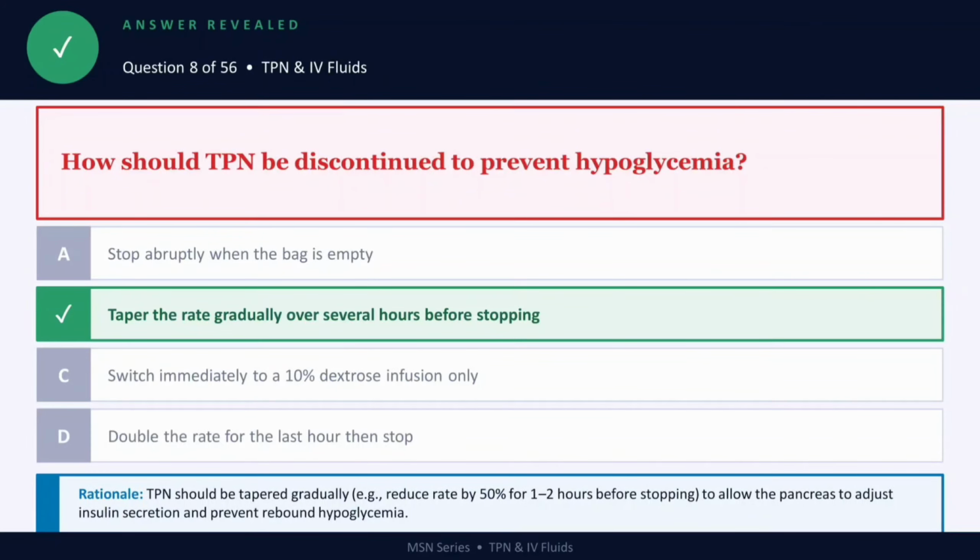Taper the rate gradually over several hours before stopping. Rationale. TPN should be tapered gradually to allow the pancreas to adjust insulin secretion and prevent rebound hypoglycemia.